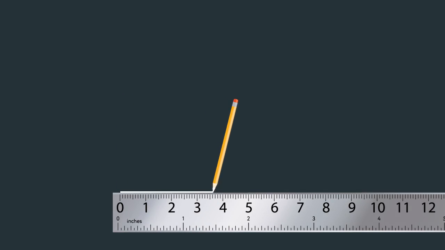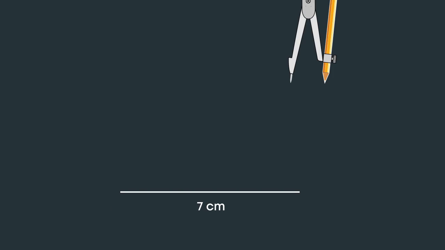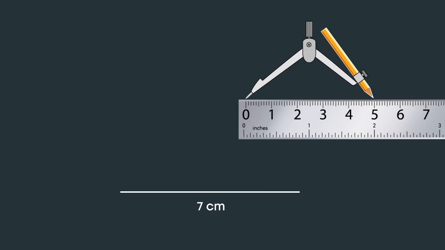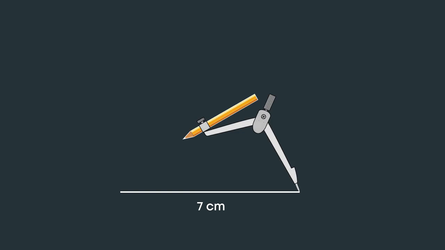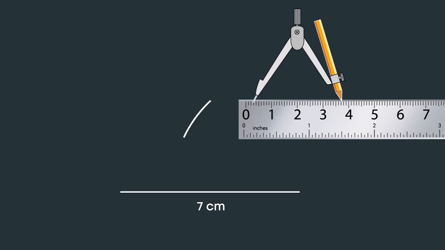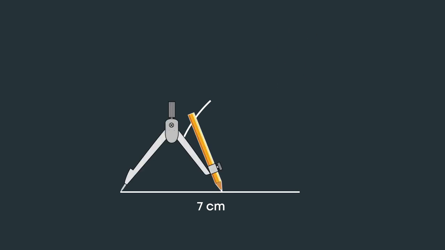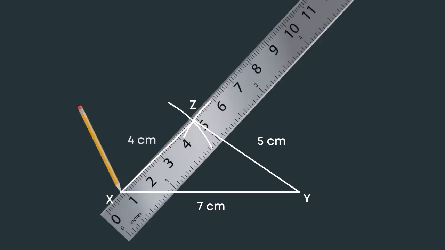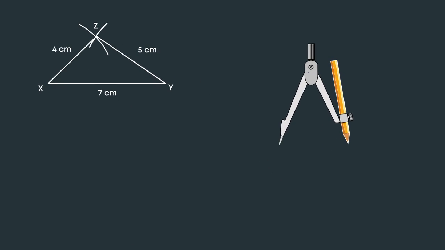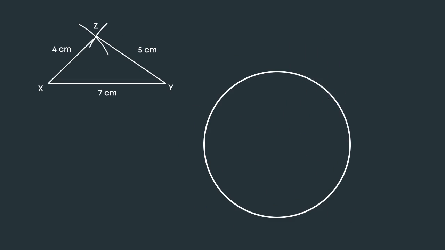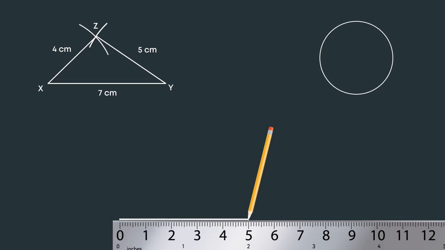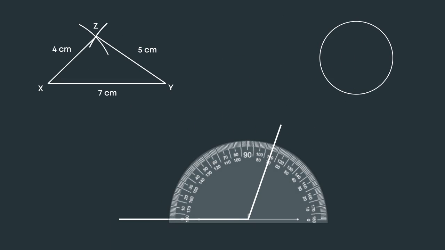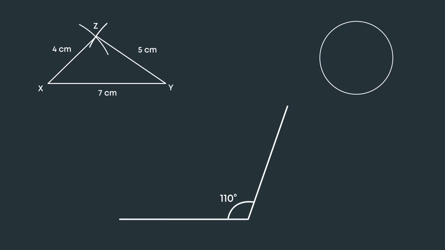Using the tools from the geometry box, we can draw triangles, circles of given radii, quadrilaterals of given measures of sides, angles or diagonals.